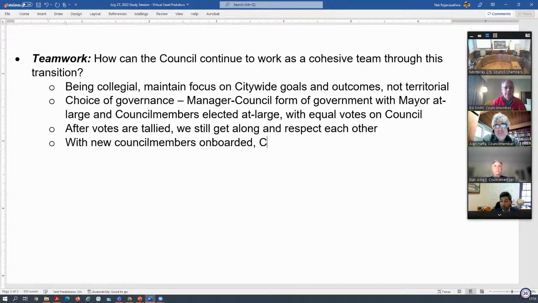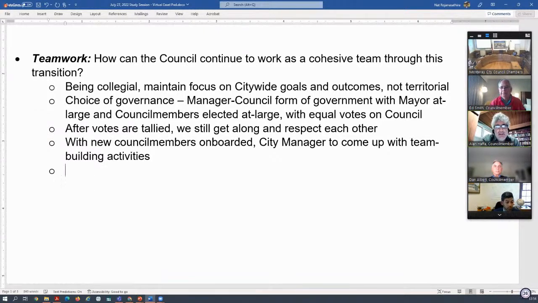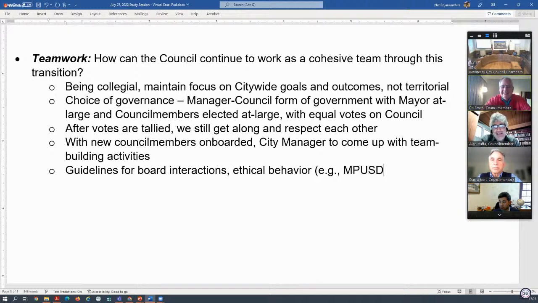Another thing we may want to consider, and I'm just, again, putting it out there, I don't know if this is something we should do, but at MPUSD, the board developed a kind of guideline for board interaction and ethical behavior. Now, admittedly, it came up in an environment where there was a lot of unethical behavior and a lot of bad blood. And in some ways, it's a lot harder to develop a protocol like that when people are already really upset with each other and don't trust each other. So maybe we want to at least start thinking about that before the change happens.